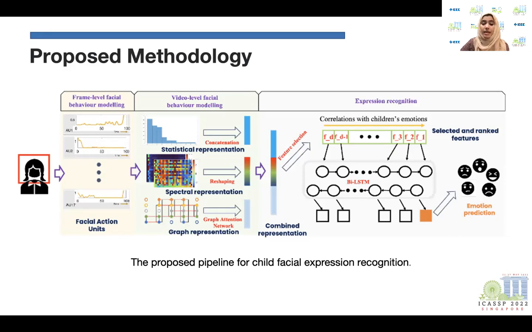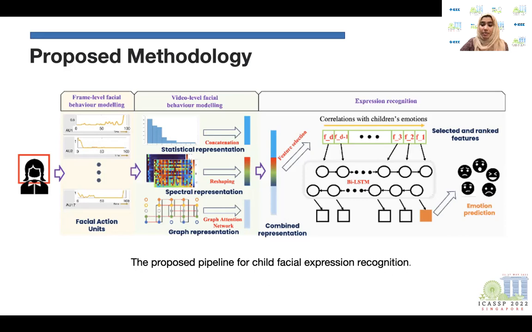The second step is video-level facial behavior modeling. In this particular step, we constructed 3 representations: statistical representation, spectral representation, and graph representation. In this slide, I'm going to go in detail about statistical and spectral representation, while in the subsequent slide, I'll talk more about the graph representation.